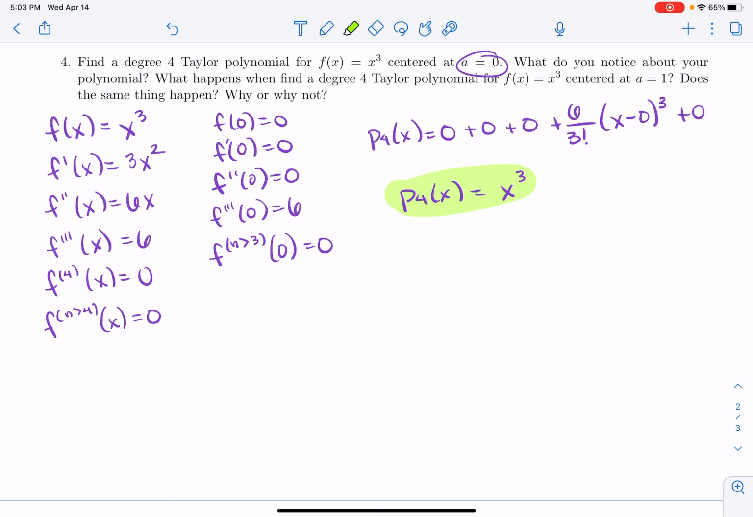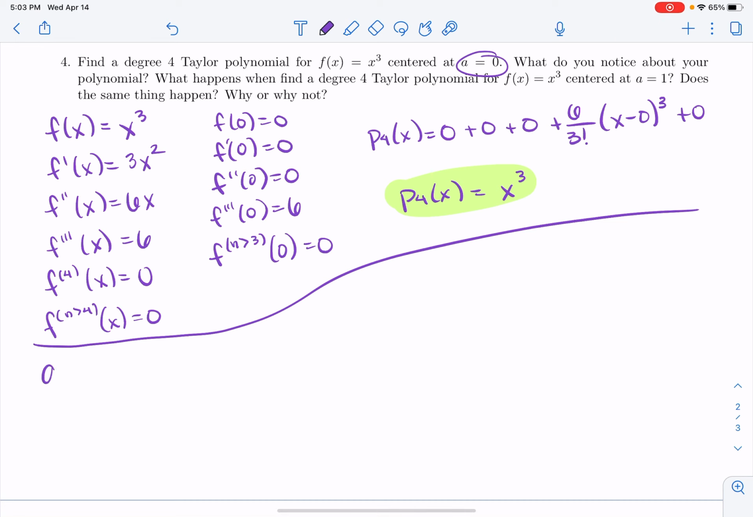Well, that's interesting. So really, we just got an exact polynomial because our function that we started with is a polynomial. That's what I notice. What happens if we find a degree 4 polynomial for f of x equals x cubed centered at a equals 1? Okay, so we'll draw a little line there.